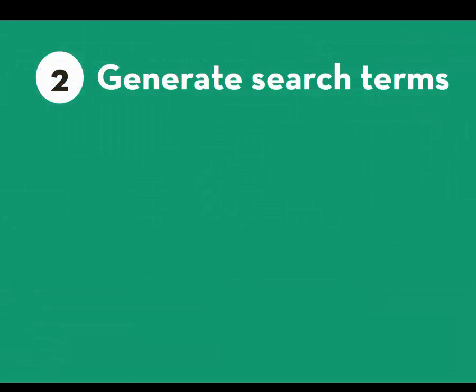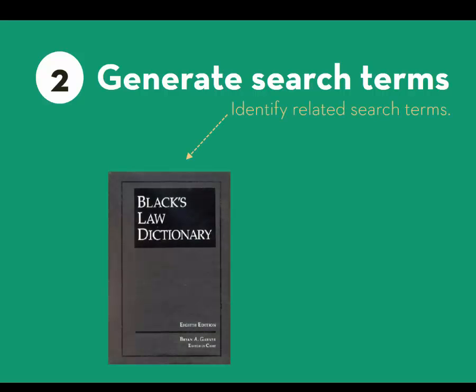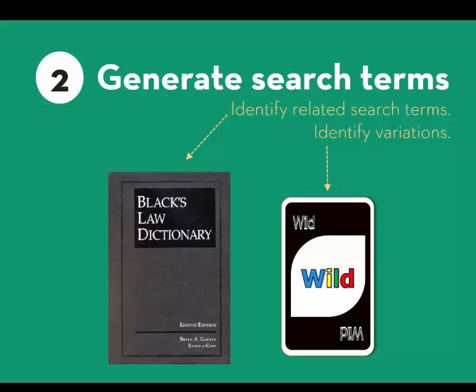So there was a lot to step 2. Let's recap. In generating search terms, we want to identify related terms or synonyms with the aid of a dictionary or thesaurus. In this step, we will also identify and use variations of those search terms by truncating word roots and employing a specific wildcard character.